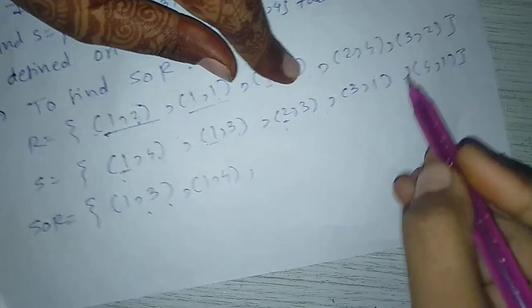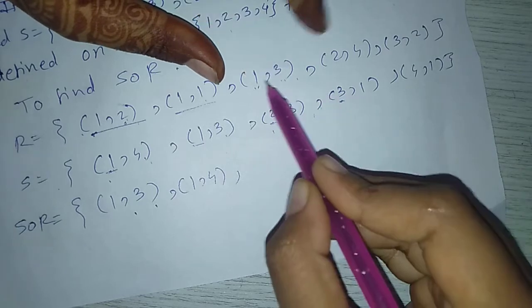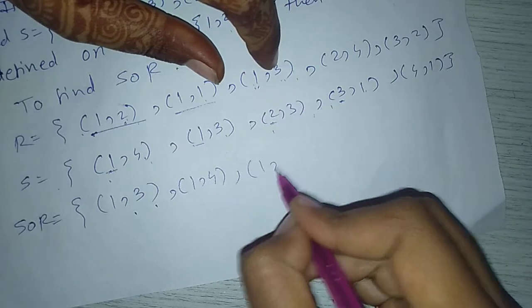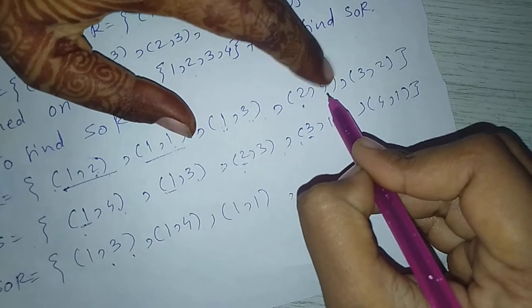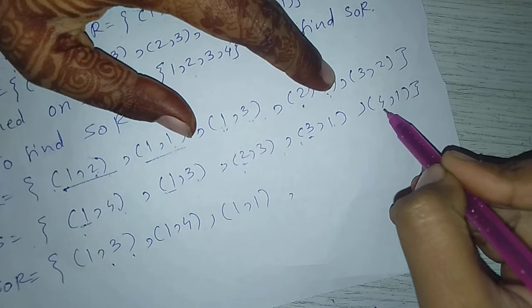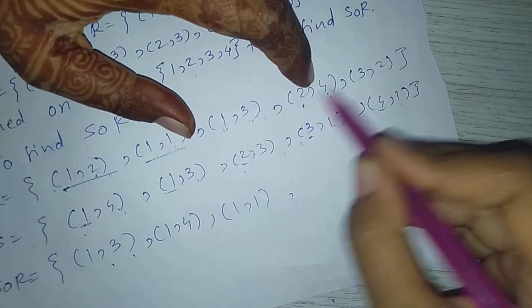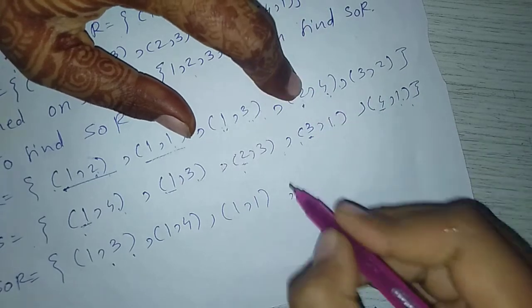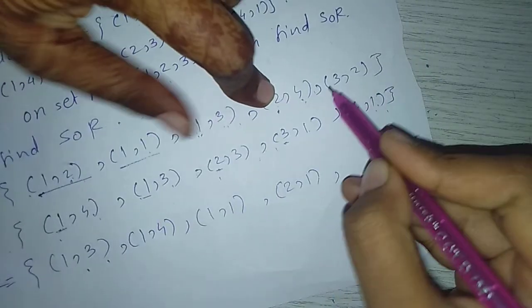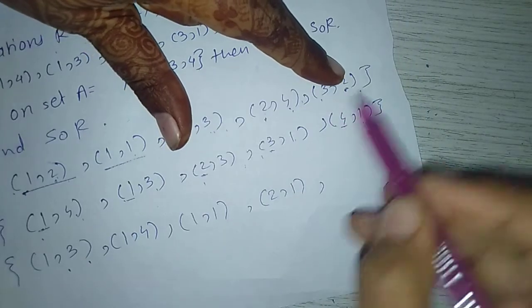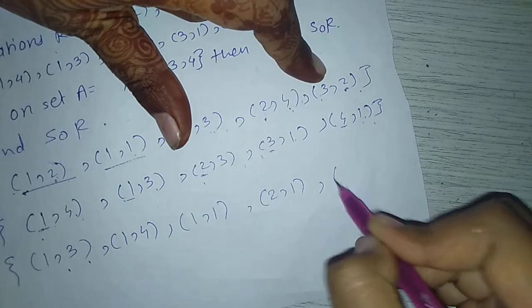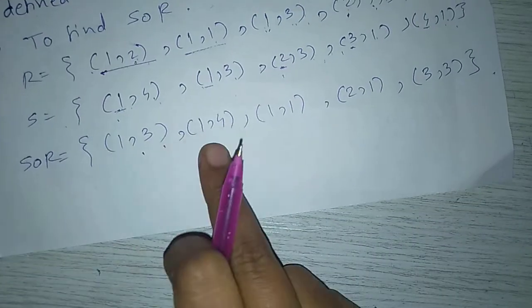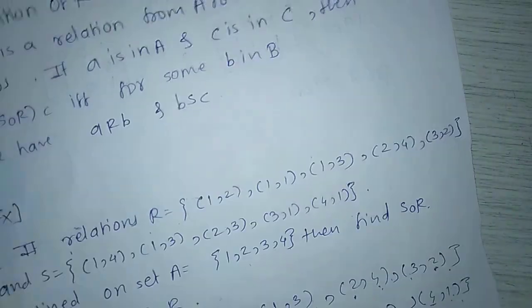Next here (1,3). Second element is 3. Here first element is 3. (1,3), (3,1) is (1,1). Now next element is (2,4). Second element is 4. Here first element is 4. So (2,4), (4,1) is (2,1). Write (2,1). Next (3,2). Second element is 2. Here first element is 2. (3,2), (2,3) is (3,3). So S composite R is equal to {(1,3), (1,4), (1,1), (2,1), (3,3)}.